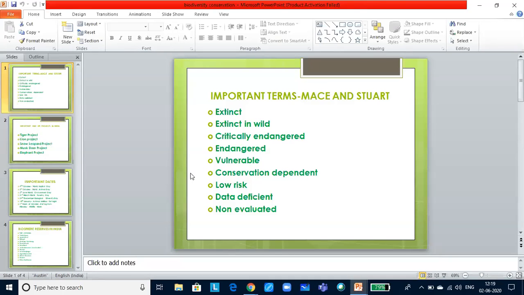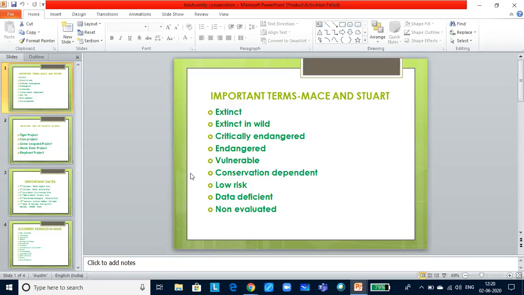It is estimated to number fewer than 250 mature individuals. Example, blue whale, the largest lemur, that is indri. Vulnerable. A taxon is vulnerable when it is not critically endangered or endangered but is facing a high risk of extinction in the wild in the medium-term future. For example, Madagascar frog, blackbuck, etc. Conservation dependent. Taxa that do not currently qualify as critically endangered or vulnerable but may be classified as conservation dependent. That means it requires to be conserved.